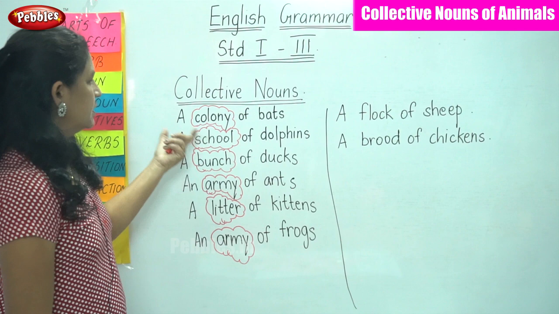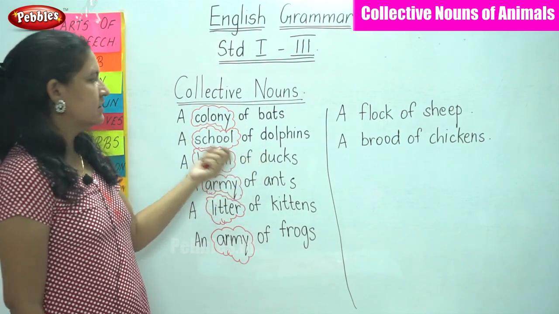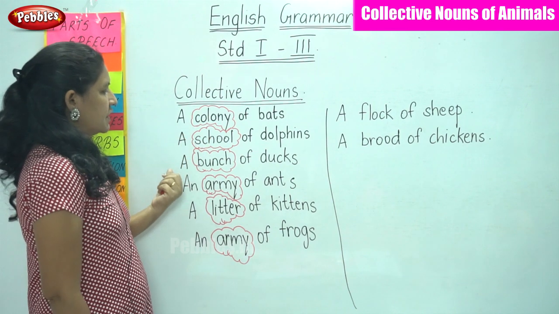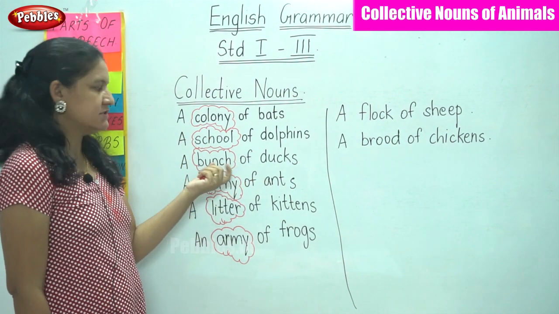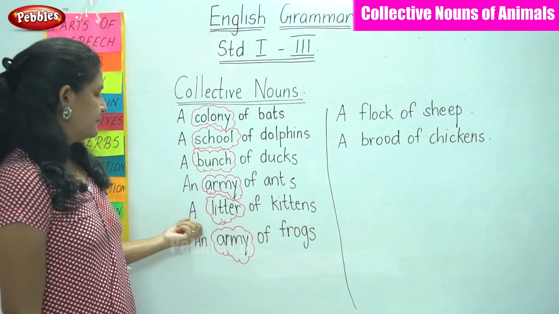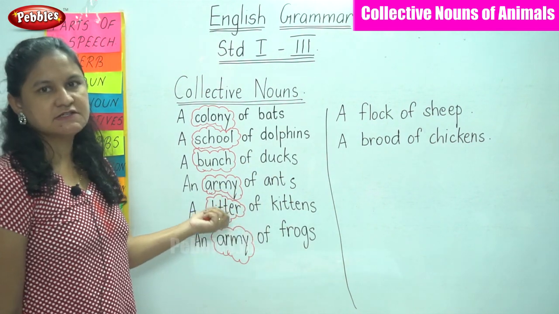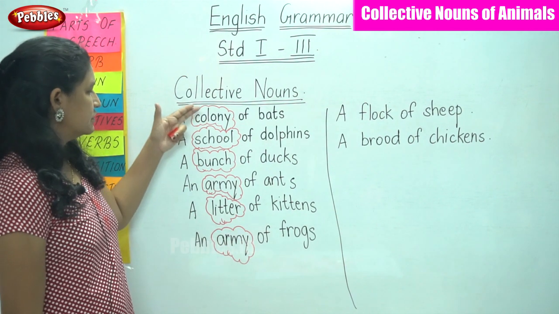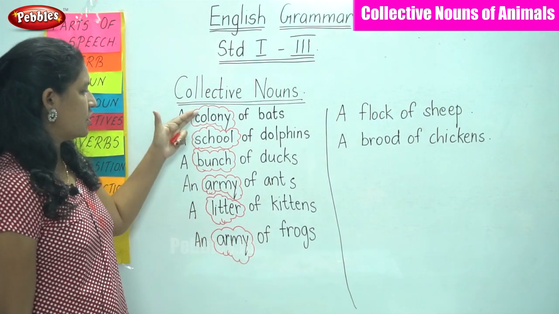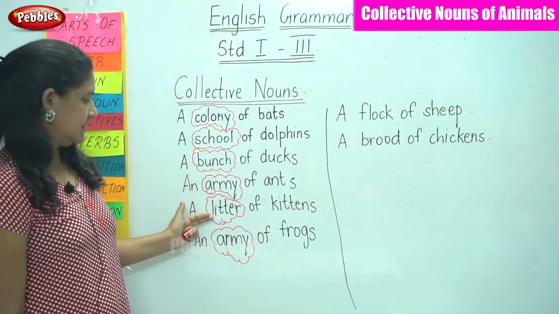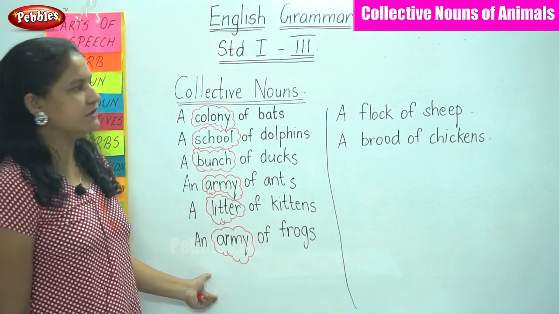So we have a colony of bats, colony; a school of dolphins, school; a bunch of ducks, bunch; an army of ants, army; a litter of kittens, litter; an army of frogs, army. So the collective nouns are colony, school, bunch, army, litter, again army.